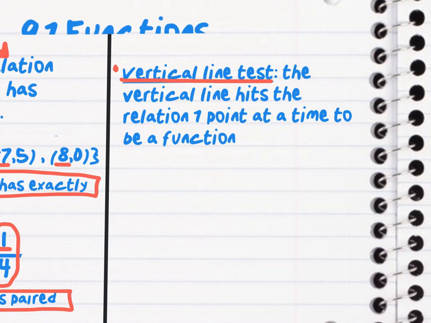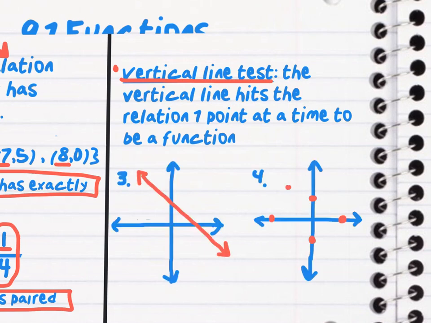So in this box, we're going to talk about the vertical line test. You would use the vertical line test when you're not given the ordered pairs, when you're only given a graph. That's when this is going to come in handy. So I'm going to show you a couple of examples of how to use it on a function.